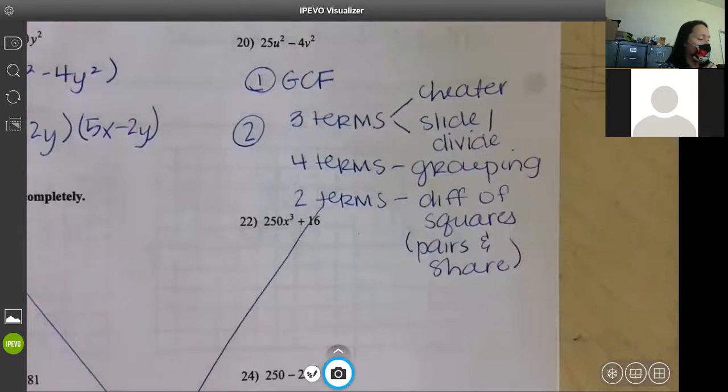All right. So today, all you're working on is difference of squares and either slide and divide, or there may be some that are nice enough to give you some cheater method. So just be ready for that.